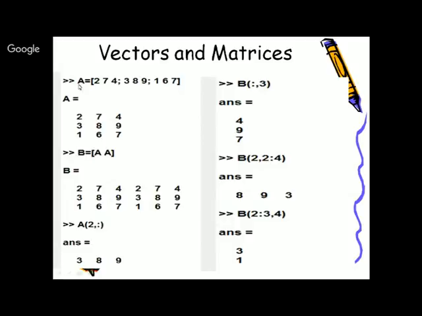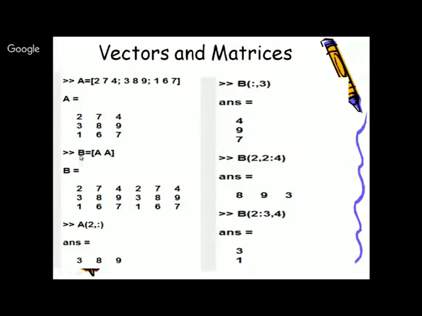If you write A is equal to, within square brackets, it will give you a matrix. If you put a semicolon after every number, it will give you a column vector. Okay, if you do not put any semicolon for the whole lot of values, it will give you a row vector. Okay, semicolon is a new line operator.